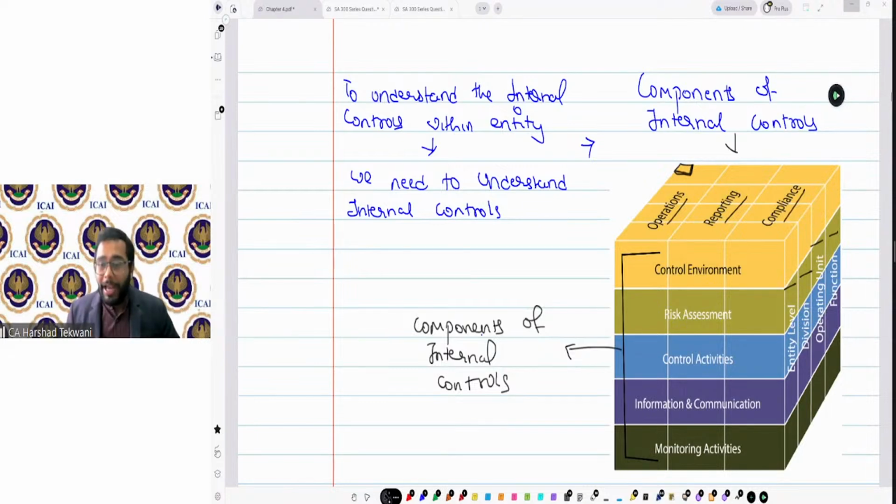So when I say control environment, it's kind of the practice and policies that the management is following to encourage people to recognize the controls, to understand, to kind of give a sense that internal controls are important. So the importance that is required to be given to the internal control, that is the overall control environment I'm talking about. Kind of communication and enforcement of integrity and ethical values.